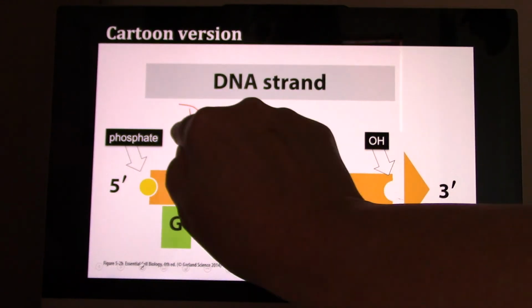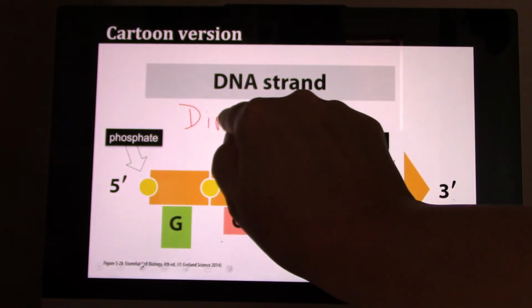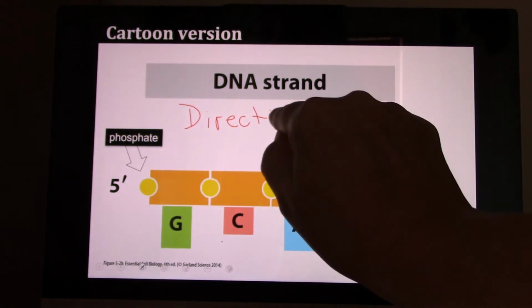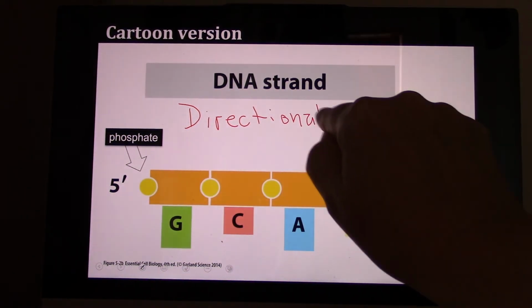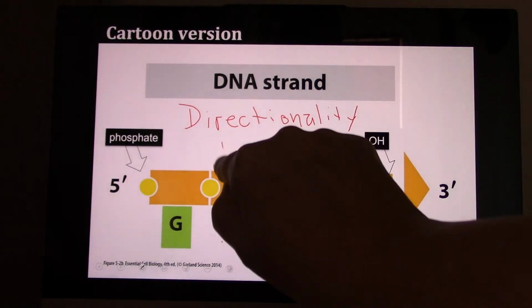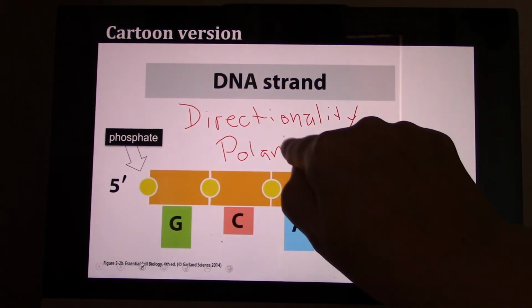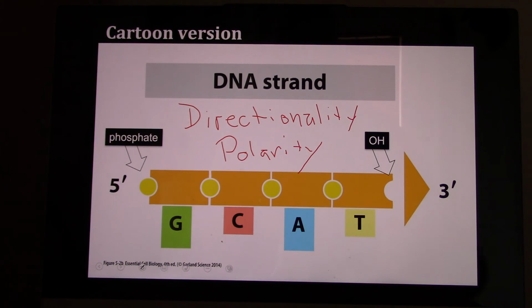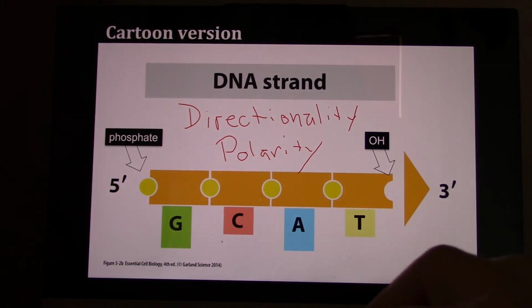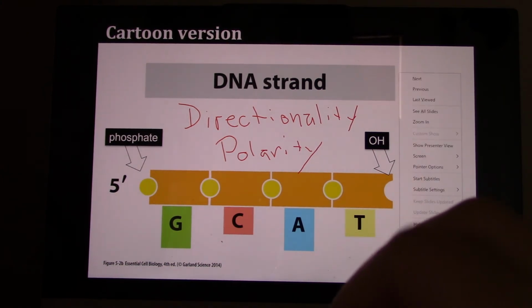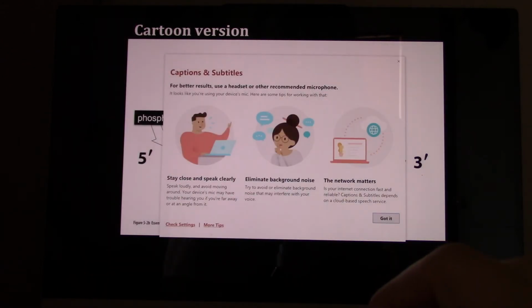So it's going to go in one direction, directionality, and it can be called polarity. Polarity just means that you're different, right? We talked about polarity with oxygen and hydrogen.